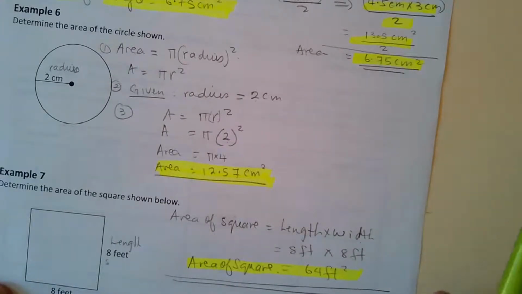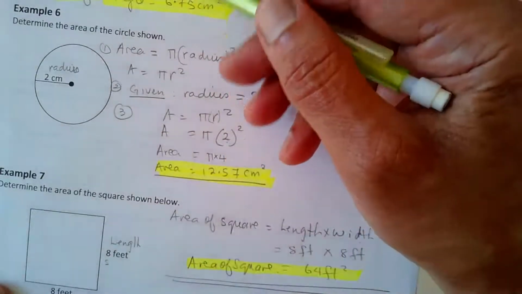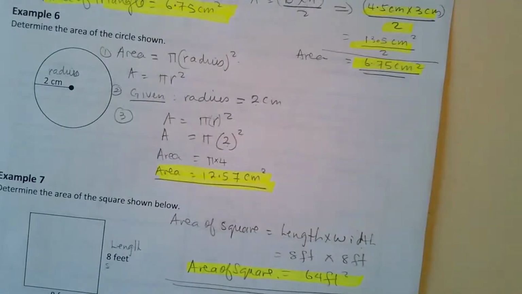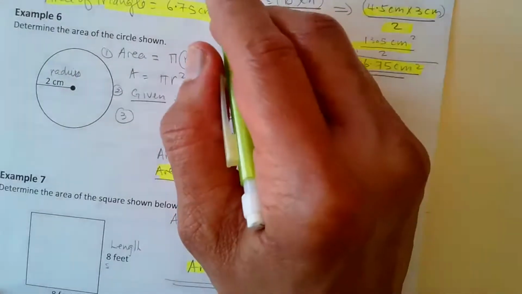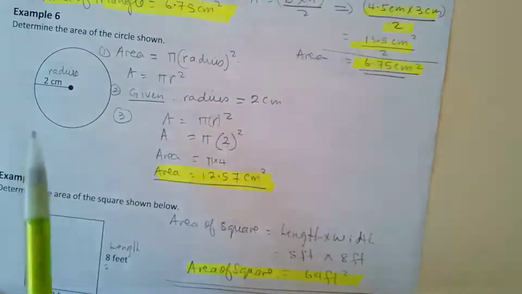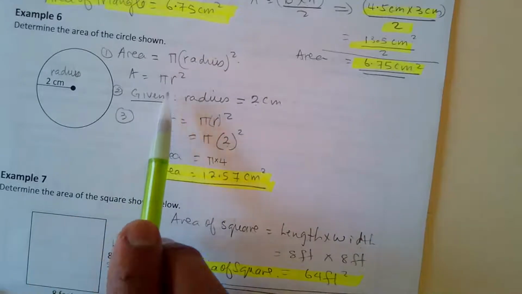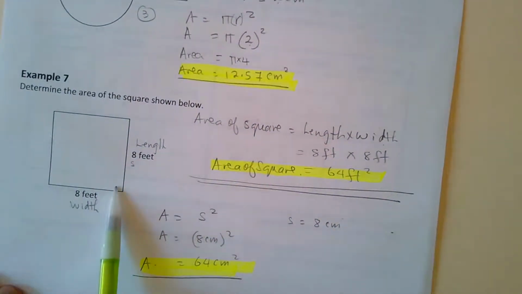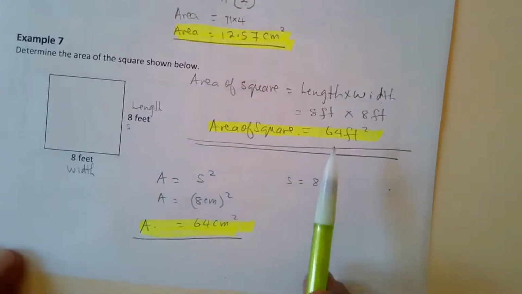And finally, we looked at area. Area is the space within an object, and we used the formulas to find the area of a rectangle, a triangle, half base times height. The circle is pi r squared, and finally the area of a square is length times width, or side times side.